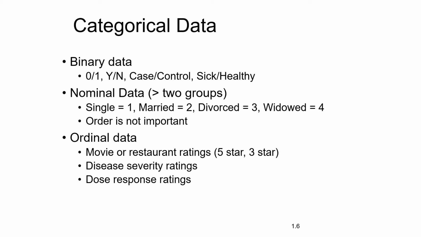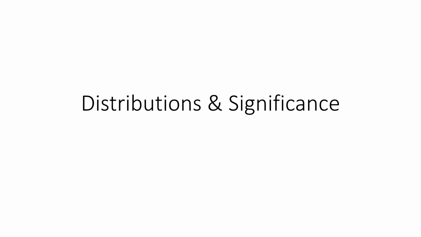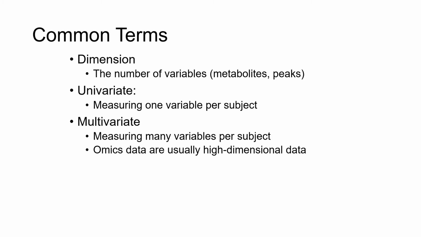So these are the three main types of categorical data, and they are often critical in developing and assessing statistical significance or distributions. That allows us to segue into the next major topic in statistics, which is significance and distributions. Before going into that, it's probably worthwhile talking about some other terms that I'll be using throughout this lecture.